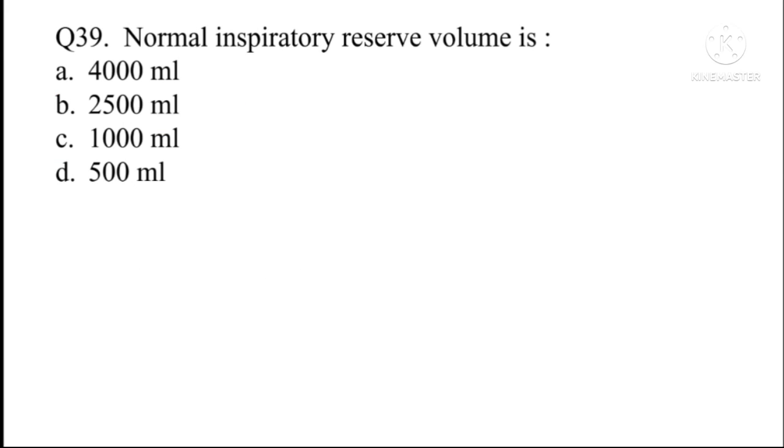Next question is normal inspiratory reserve volume is. Options are option A 4000 ml, option B 2500 ml, option C 1000 ml, and option D 500 ml. First of all, you must know what is normal inspiratory reserve volume. It is the amount of air that can be forcibly inhaled after a normal tidal volume, and it is about 2 to 3 liters. So here the correct answer will be option B, 2500 ml.